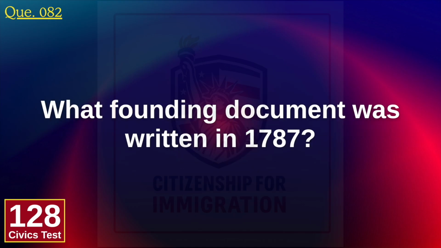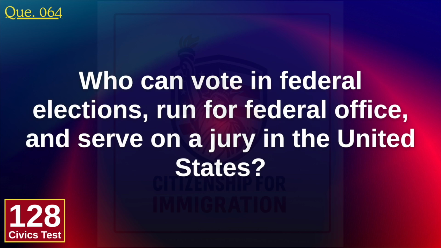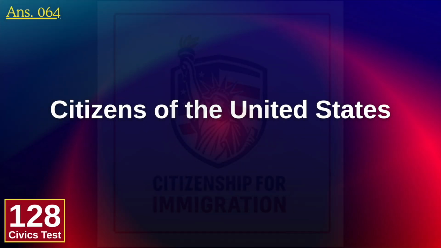What founding document was written in 1787? U.S. Constitution. Who can vote in federal elections, run for federal office, and serve on a jury in the United States? Citizens of the United States.